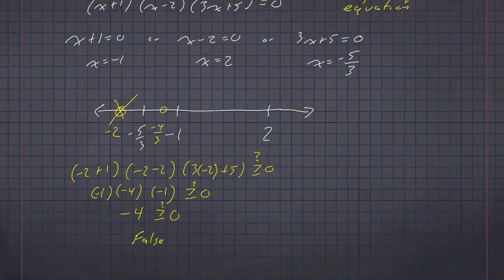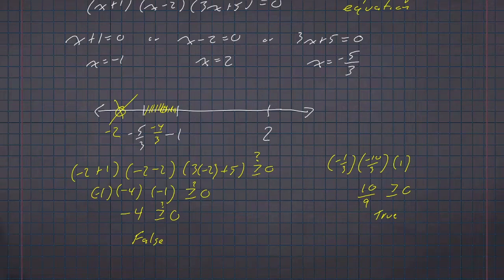Right, so we get -4/3 plus 1, which is -1/3. We get -4/3 minus 2, which is -10/3. We get 3 times -4/3, which is -4, plus 5, which is 1. Right, -1/3 times -10/3 times 1 is positive 10/9. That's true. So this region does satisfy the inequality. I'll shade it in.